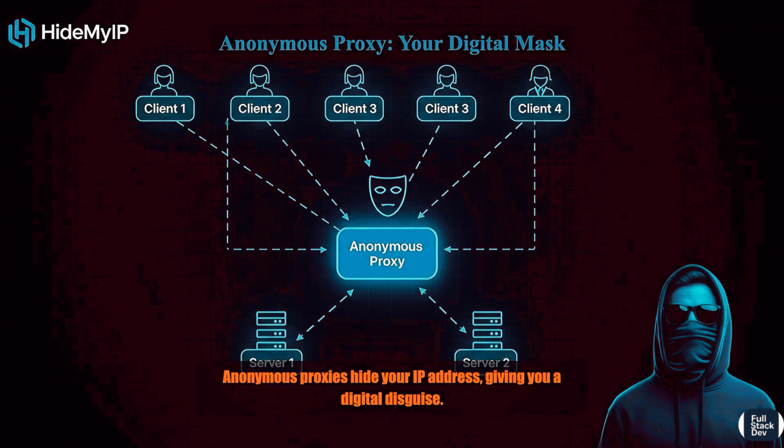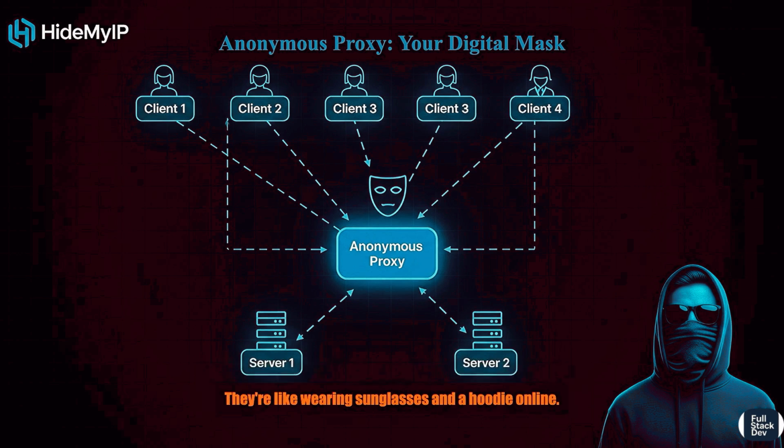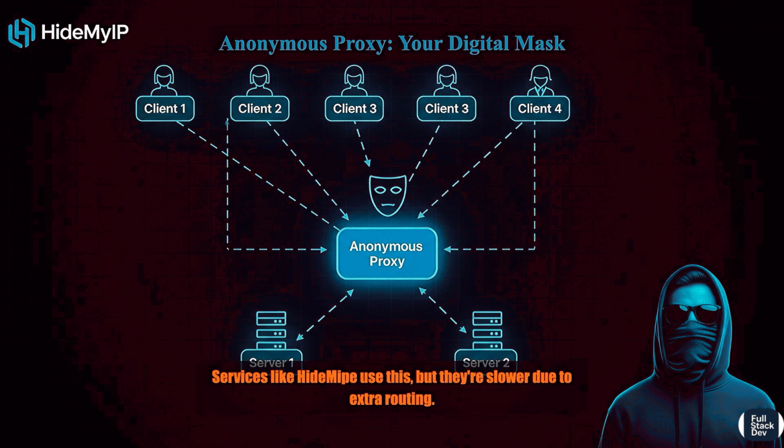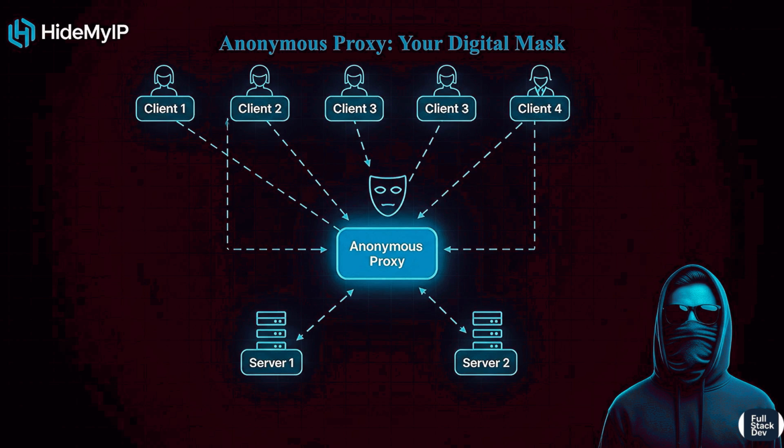Anonymous proxies hide your IP address, giving you a digital disguise. They're like wearing sunglasses and a hoodie online. They forward requests without revealing your identity. Perfect for bypassing geo-restrictions. Services like HideMyApp use this, but they're slower due to extra routing. Great for privacy, less so for high-speed apps.